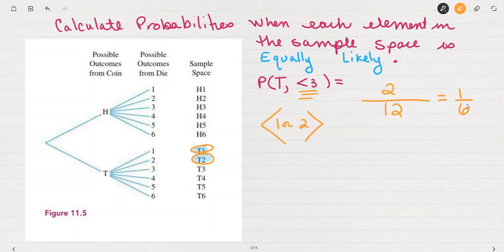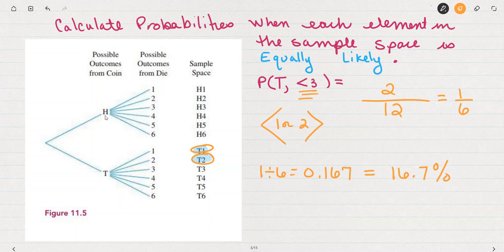When I reduce this, I get 1 over 6. And when I divide 1 divided by 6, I get 0.16 repeating. So if I round it to the nearest thousandth, I could call this approximately 16 and 7/10%, or approximately 16.7%.